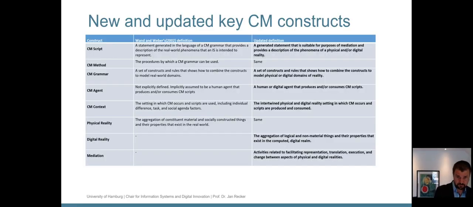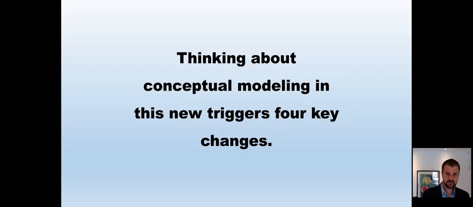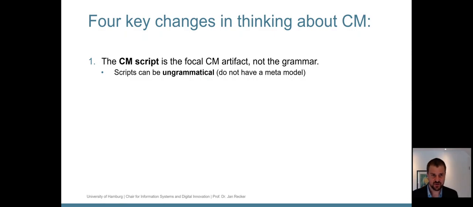So these are the formal definitions. I'm not going to go through them here because they are in the paper if you want to read it. It's open access. We paid a lot of money to make it open access so that everyone can refer to it and think about it. So thinking about conceptual modeling in this new way triggers 4 key new changes. Number 1, it puts the emphasis away from the grammar to the script. Now we've got to think about it a little bit.